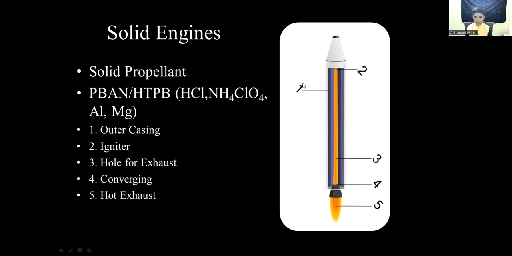One is the outer casing. Two is the igniter which helps ignite the fuel. Three is the hole for the exhaust to come out. Four is the place where the fuel gets converted to the nozzle. Five is the place where the nozzle gets diverged and then it creates a hot exhaust.